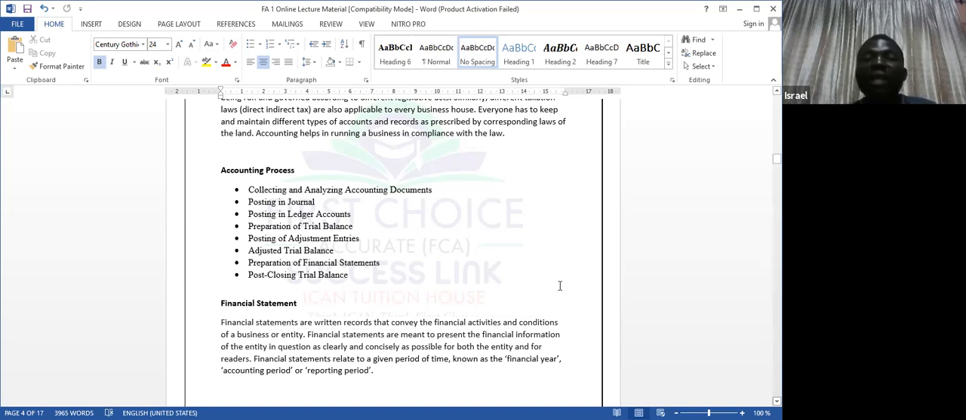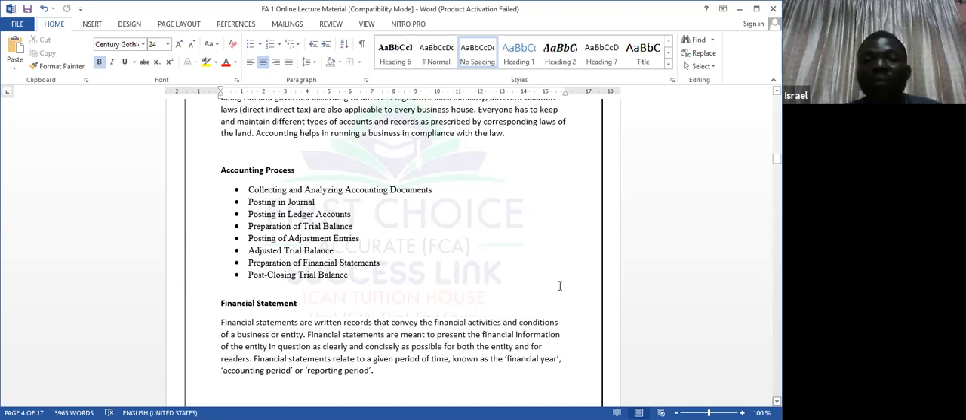Before you can post any transaction, you need information. You need to collect and analyze the information. So collecting and analyzing accounting documents helps us a lot. It means that there must be evidence of your transaction. If there's no evidence of a transaction, it means that there's no transaction. So you have to have source documents. Examples of them are invoices, receipts, local purchase orders, international purchase orders, service orders, and so on. These are examples of documents that you must have before you can move to your next point.